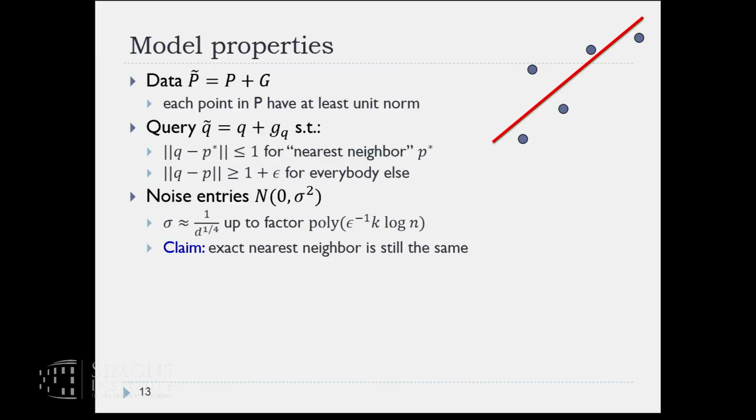This sigma is the Gaussian standard deviation in every direction. It's going to be 1 over d to the 1/4. You'll see in a minute why. I'm going to ignore dependence on epsilon, k, and log n. You have to be smaller by something like k, log n, and smaller by epsilon or 1 over epsilon, so I'm going to ignore these terms.